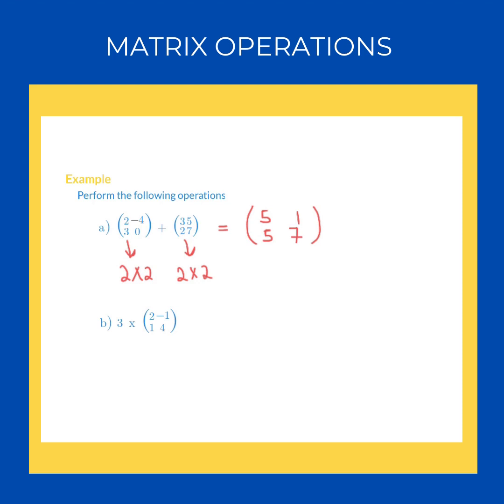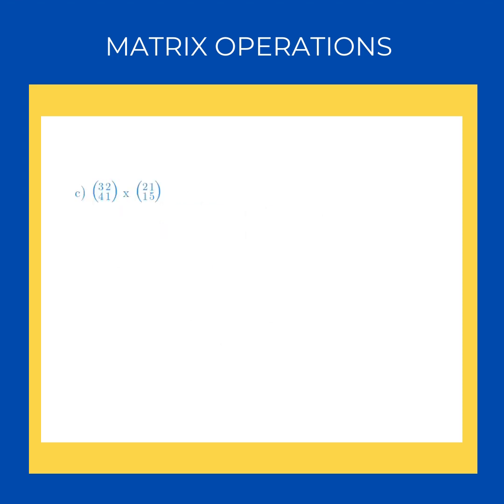Now in part B, I have 3 times the matrix 2, negative 1, 1, 4. So I have to multiply 3 by each element inside my matrix. So 3 times 2 is 6. 3 times negative 1 is negative 3. 3 times 1 is 3. And 3 times 4 is 12. So this is my answer.